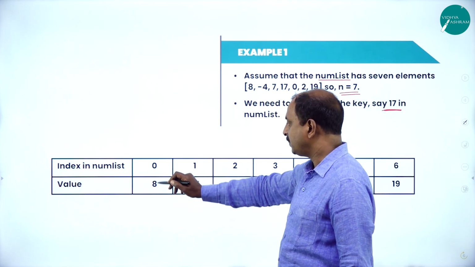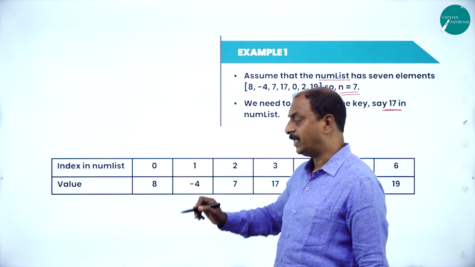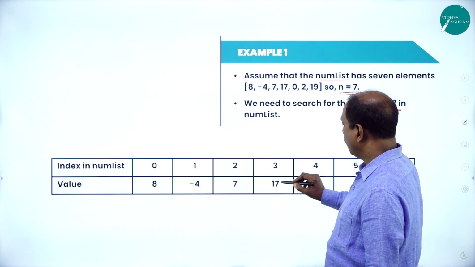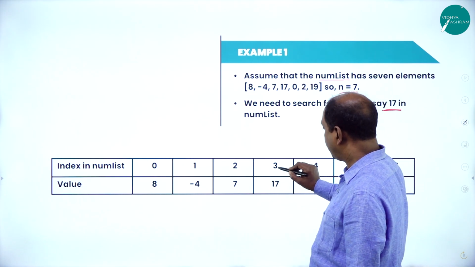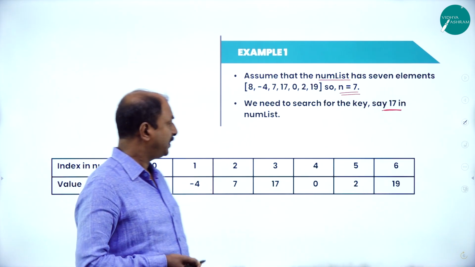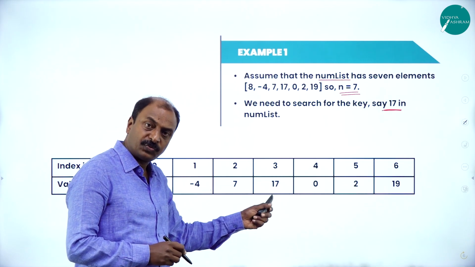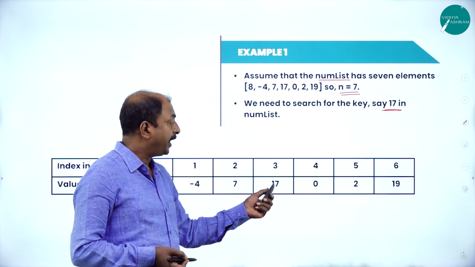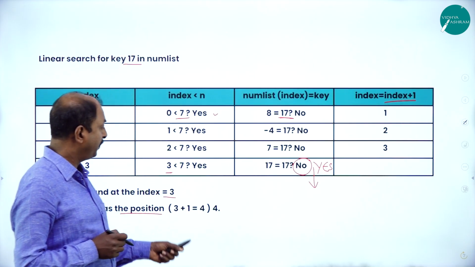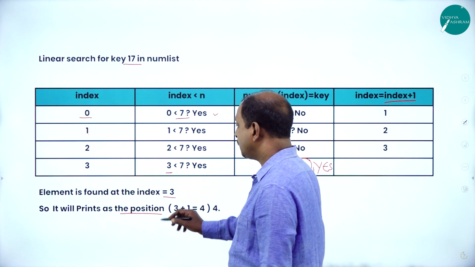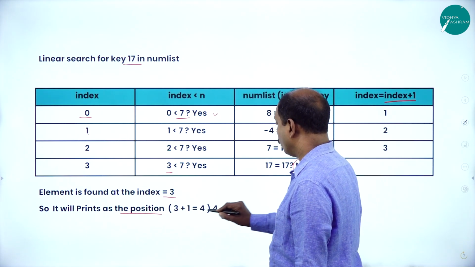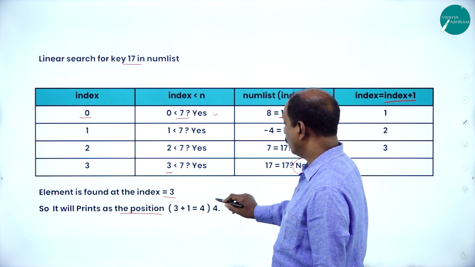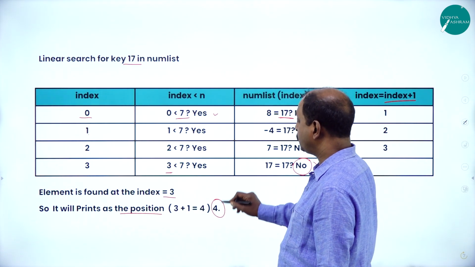So to avoid this, we are going to add plus 1 to the index. It gives the position of the element. So in this example, 17 is the element at the index 3. So we can print the message saying that search is successful and element is found at the index 3, or we can say at the position 4. We can say that element is present at the position 4. That is 3 plus 1. 3 is the index plus 1 equal to 4. So element is present at the position 4.